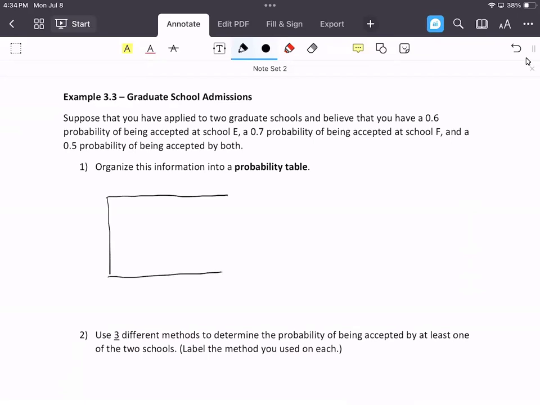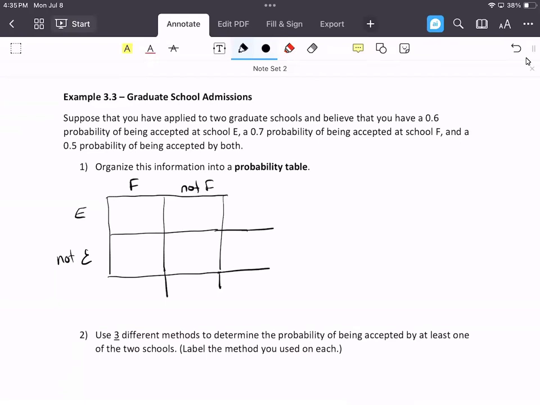We're going to start with a basic box, cut it into 4. We know you can either get into school E or not get into school E. And hopefully that makes sense. You either get into a school or you don't. There's going to be no waitlisting here. It's either in or you're not. You could be accepted at school F or not at F. Notice I extended those out a little bit.